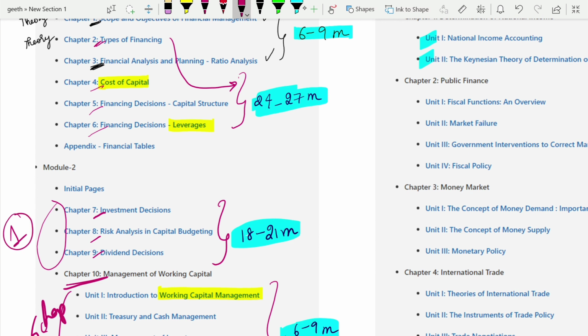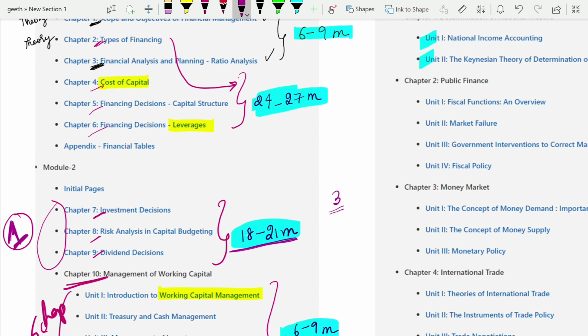So this is your first one. So this you have to do first. Okay, so this will be your first block. Chapter number 7, chapter number 8 and chapter number 9. And your 8 to 21 marks in your exam will get secured by studying these 3 chapters.